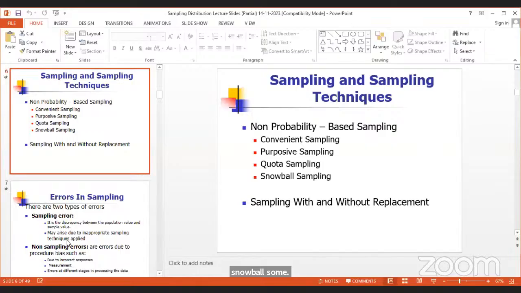Sir, please, I have a question. Yeah, go ahead. Which one is based on peculiarity? All of them. The first one is, what's the peculiarity here? Access, accessibility. That is convenience.